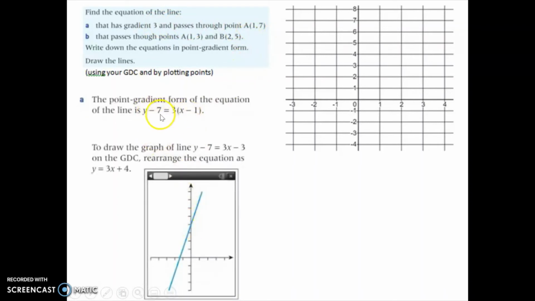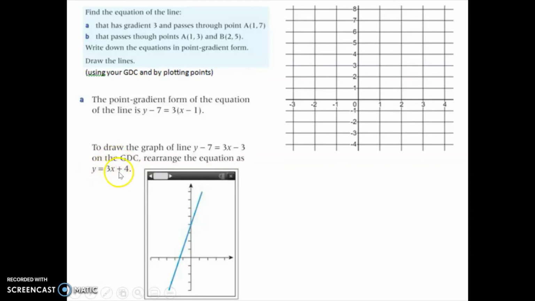Here they used point gradient form. It has not been simplified any further. You can, of course, multiply this by 3 and then move the 7 over. Also, it's showing you that you can graph that. But it says to graph it on your calculator, you always do need to change it to this form.